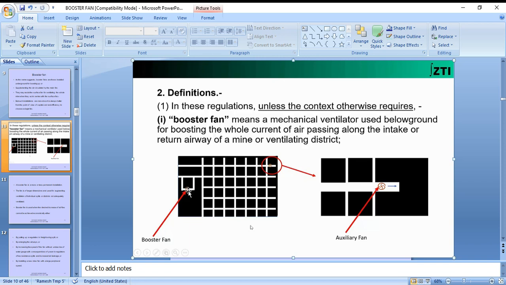Here the figure shows the booster fan location. This is the auxiliary fan location. They can be compared. What is meant by auxiliary and booster fan? Go through this figure; it is very clearly mentioned here.